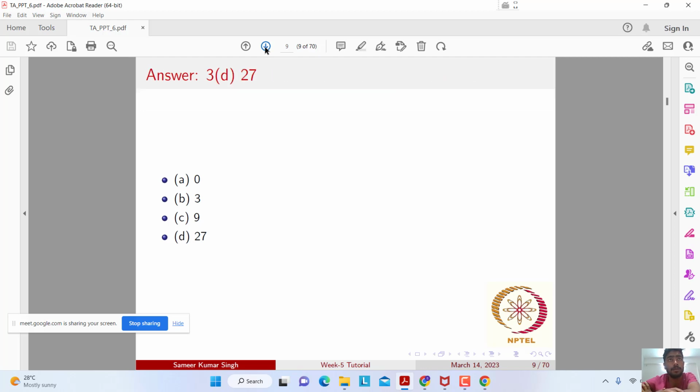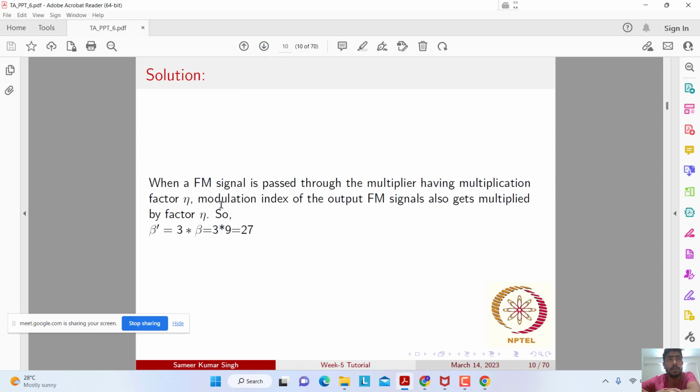Okay, so the answer will be D part, that will be 27. It's a simple rule, and that is the explanation: when an FM signal is passed through a multiplier having a multiplication factor n, the modulation index of the output FM signal also gets multiplied by factor n. So initial beta is 9, and we pass it through a frequency tripler, that will become 27.